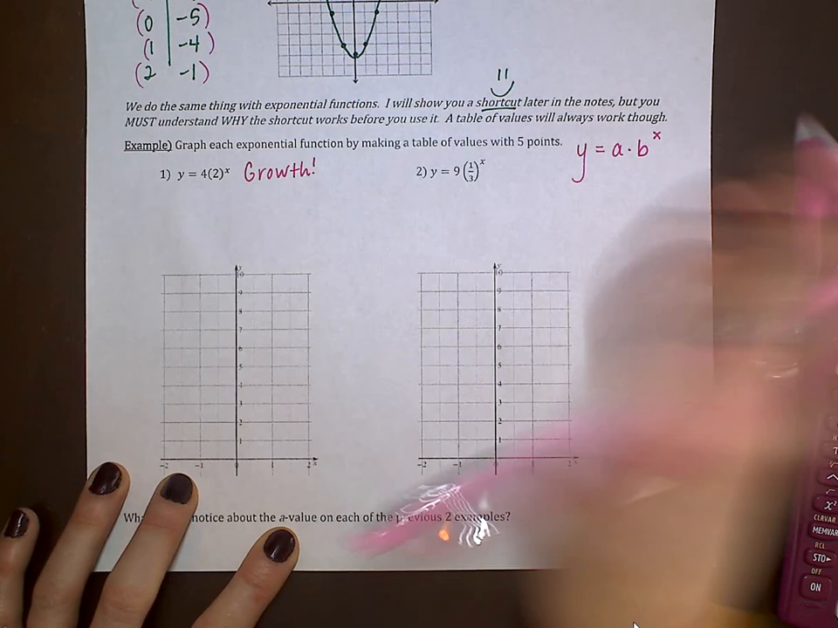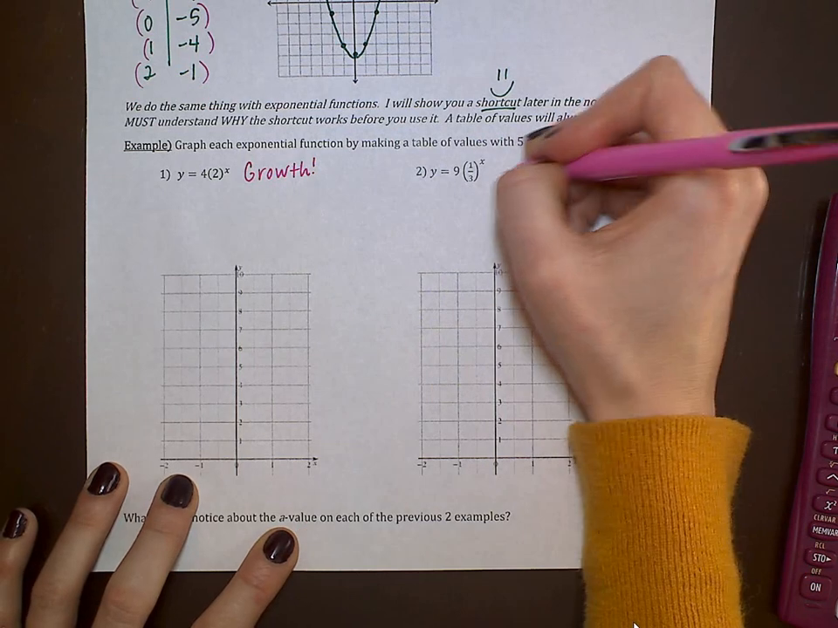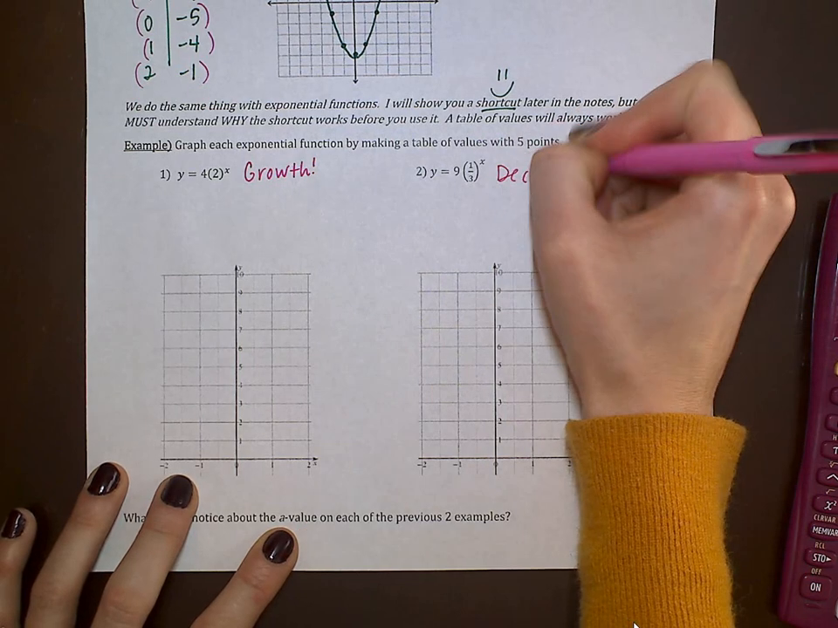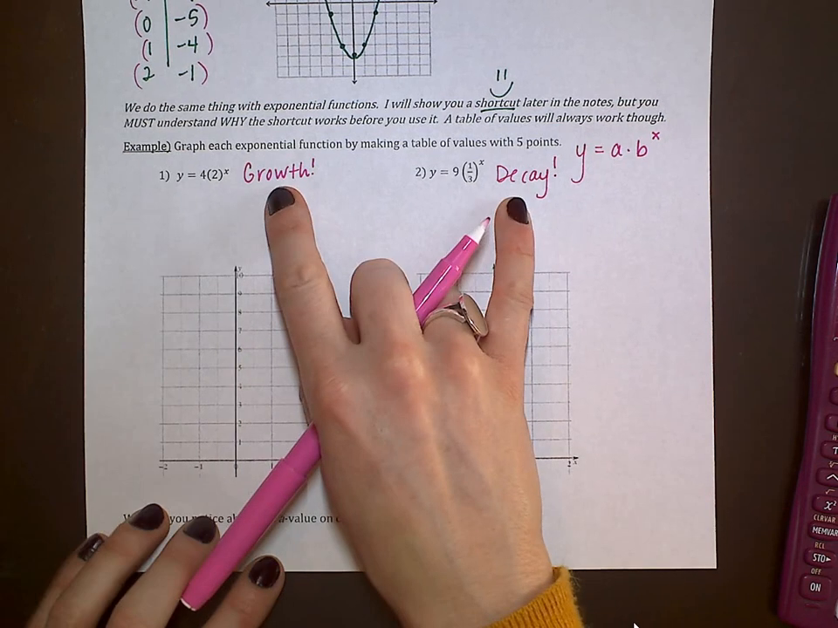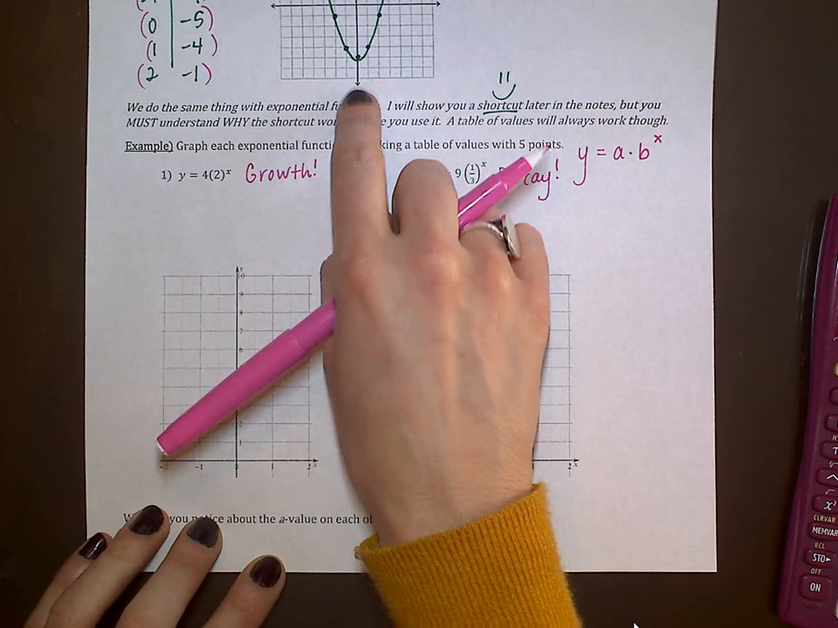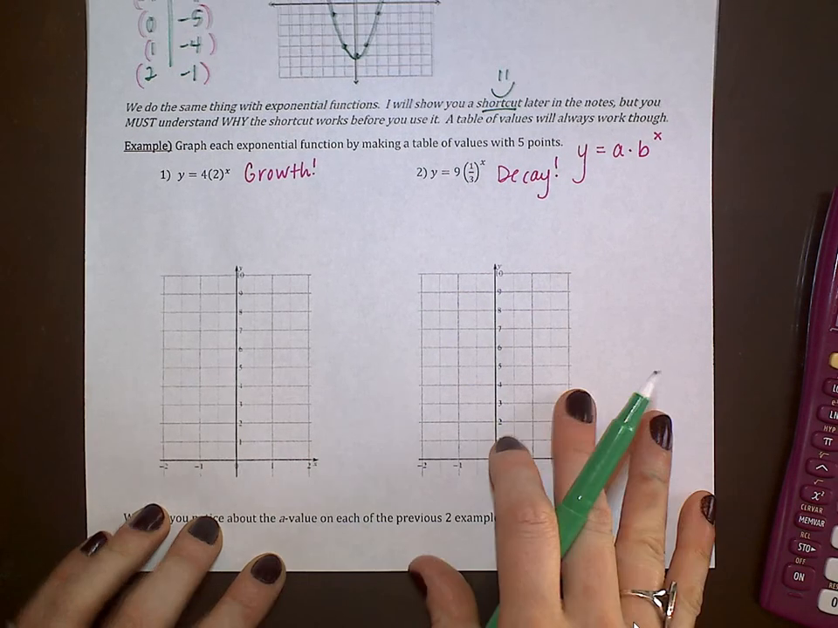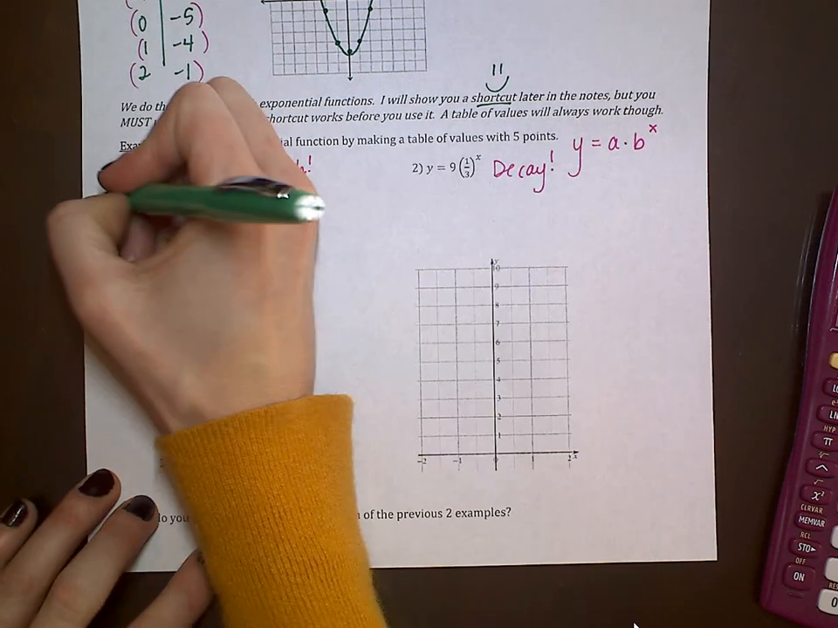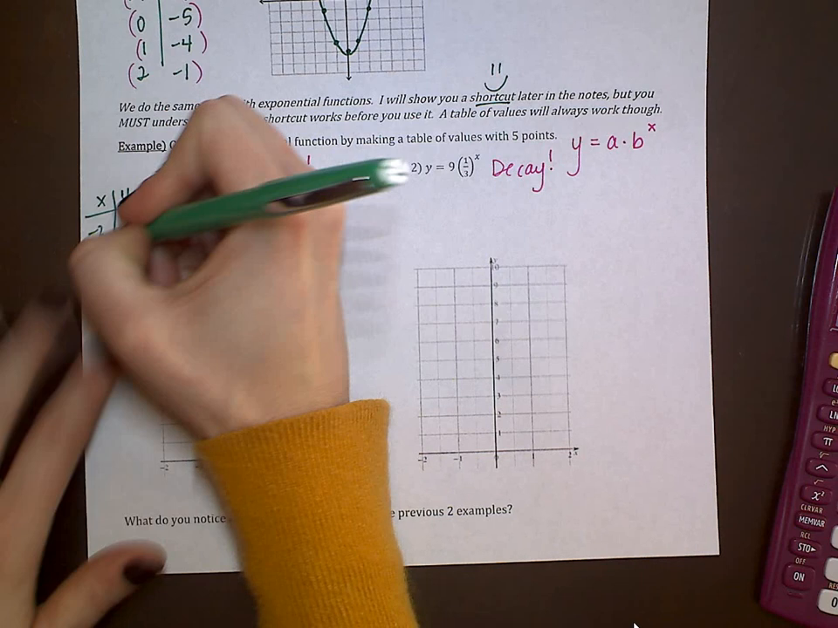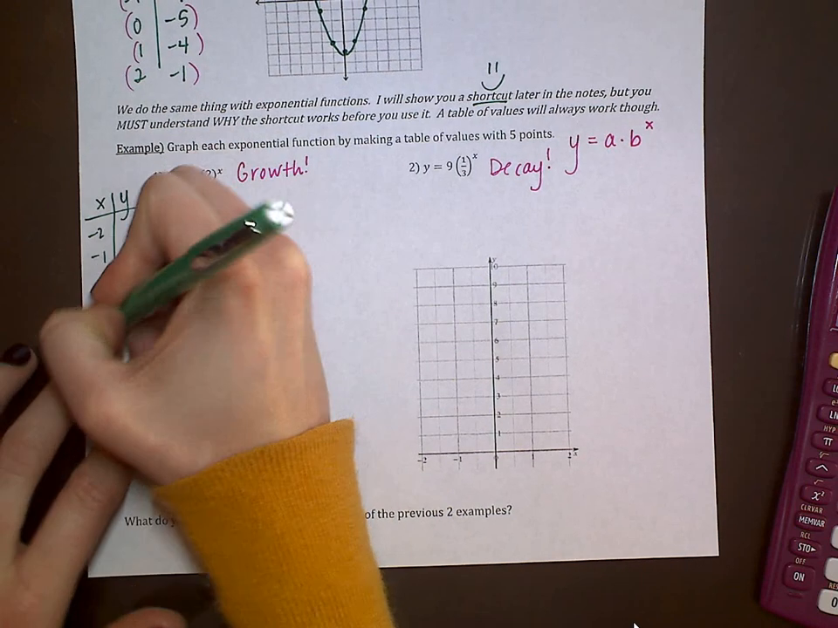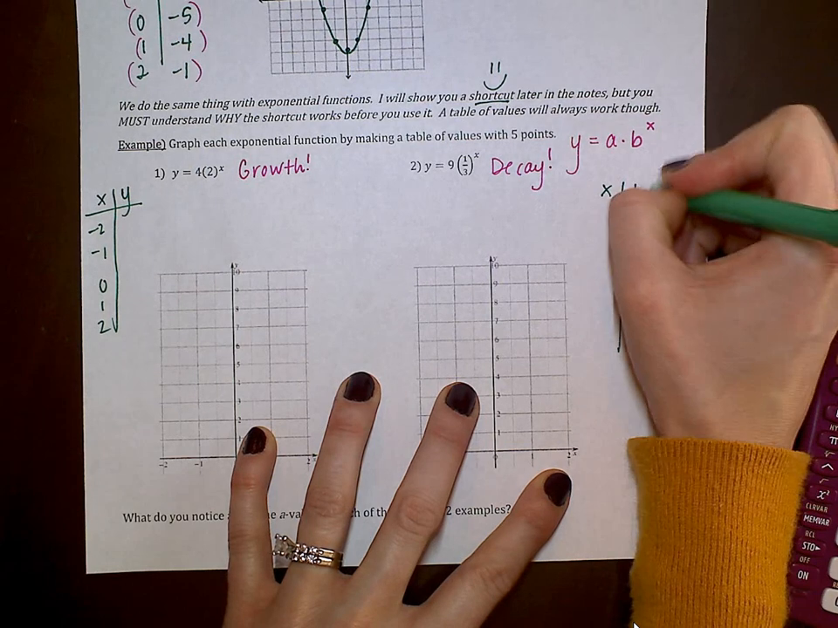And if the b value is less than 1, like it is on example 2, that's 1/3, then it's got to be decay. So that's something smart to think about, because that can help you decide what the shape of the graph will look like. But I don't know much more than that, so I'm going to just go ahead and make a table off to the side here for both of these. And I'm still going to stick with -2, -1, 0, 1, and 2. I'm going to do the same thing on this one, so let's go ahead and get that table started.